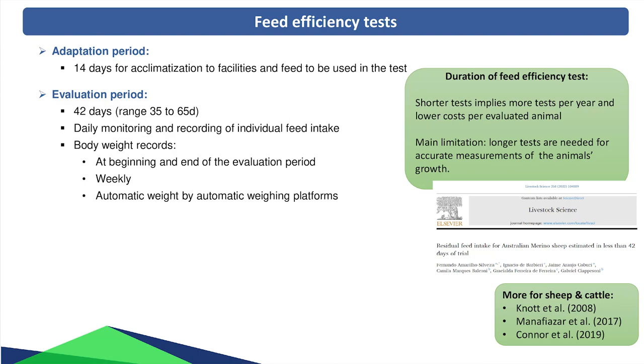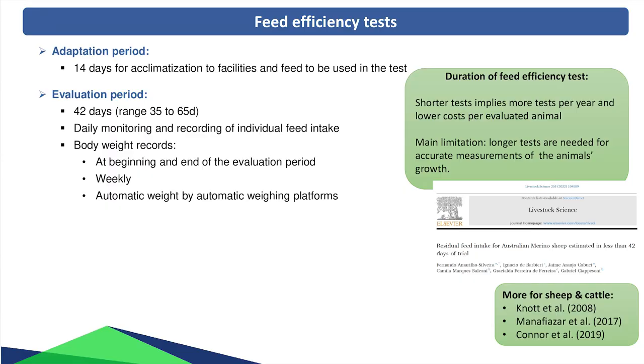The duration of the feed efficiency test is something that has been studied a lot, because a shorter test implies more tests per year and lower cost per animal evaluated. That is maybe not that important in a specific experiment, but it's important when you're trying to build recording systems for genetic evaluations, especially when the private sector, the breeders or the studs, are going to pay for that. So you want accurate measurements, but as cheap as possible, to be more inclusive.